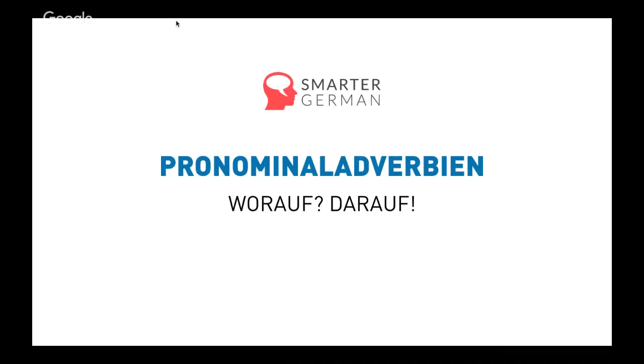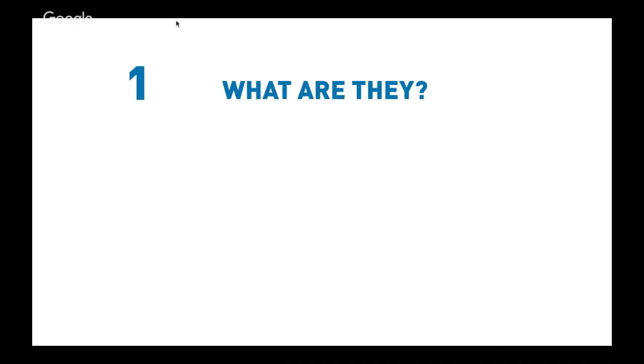Pronominaladverbien, whatever that might be. You don't have to remember this. I'll give you a little clue. It's worauf, darauf. You might have seen these words that start with wo or da and might have struggled to understand what these are and how to translate them. I hope I bring some light into this. So let's take a look at what they are.